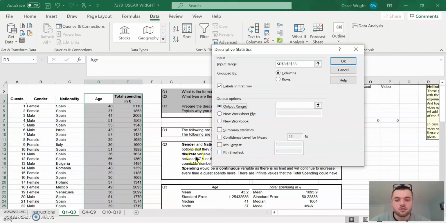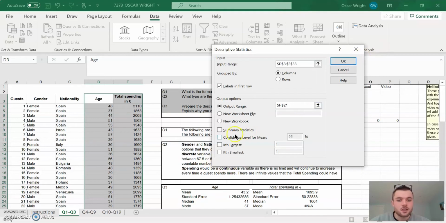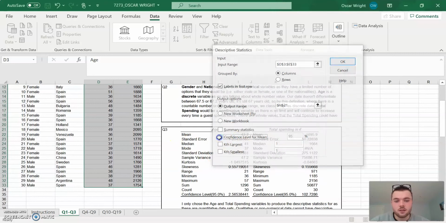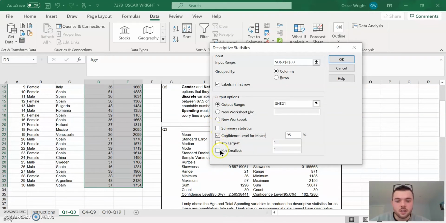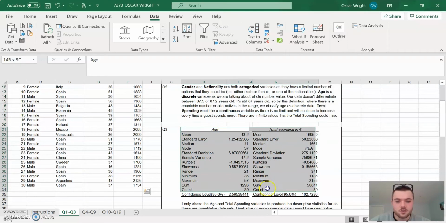We want to produce the results in this worksheet, so we're going to click output range, and we're going to select the cell, well, it would be here. Then we have not been asked to do the confidence level, but we can include it, so we can click this box here, and we obviously want our summary statistics. We would then click OK, and because I've already done it, I'm not going to bother, but you'd get these 2 lists which have descriptive statistics for both the age and the total spending in euros.